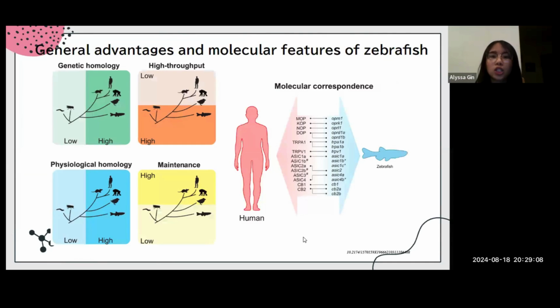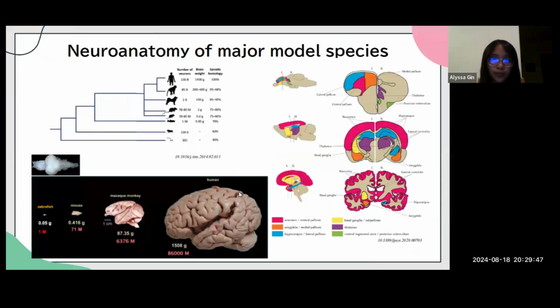And then the general advantages and molecular features of the zebrafish. You can look at their genetic homology, their high output, physiological homology, and maintenance. Their genetic homology is pretty high, which allows that overlap of genomes. And a high output allows scientists to study a lot, especially since they produce 300 to 500 eggs a week. Their physiological homology is pretty close, which again allows studying the genetic overlap. And the maintenance is low, allowing scientists to prioritize research.